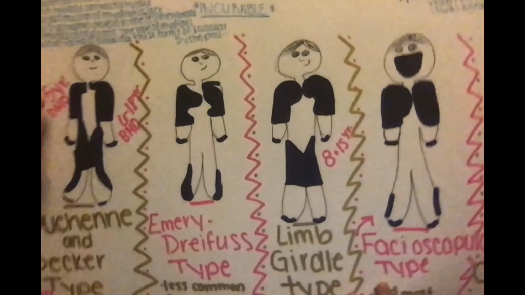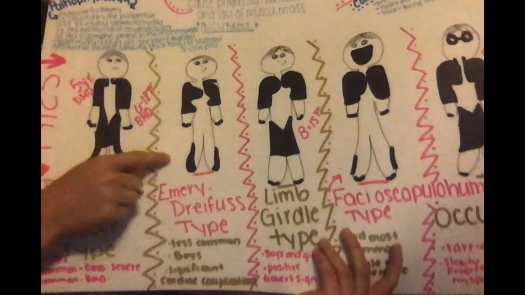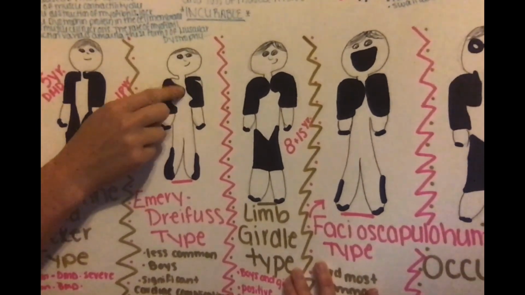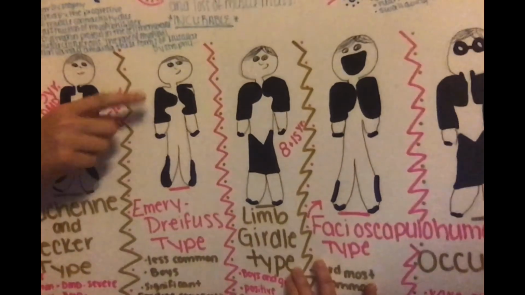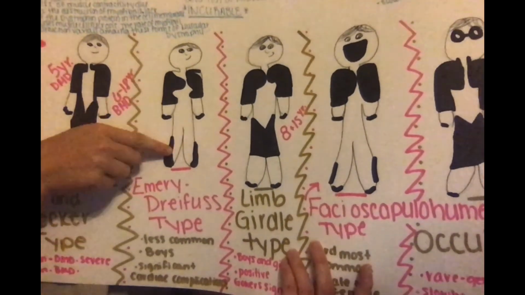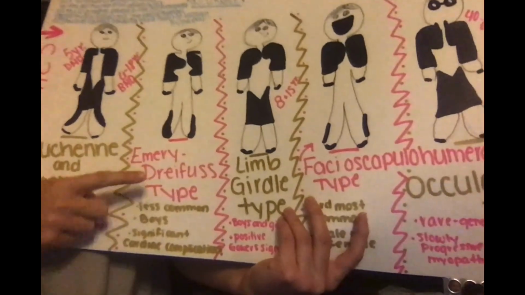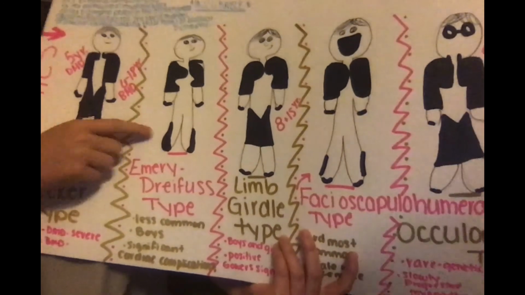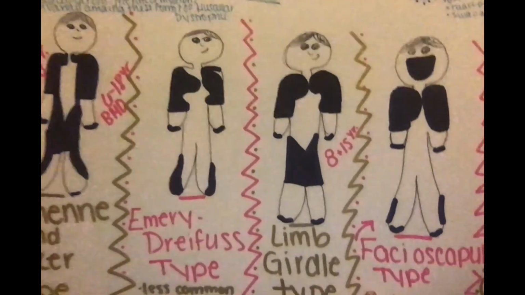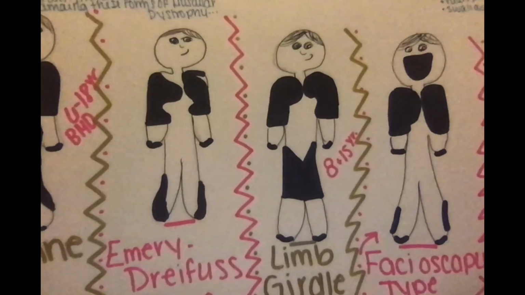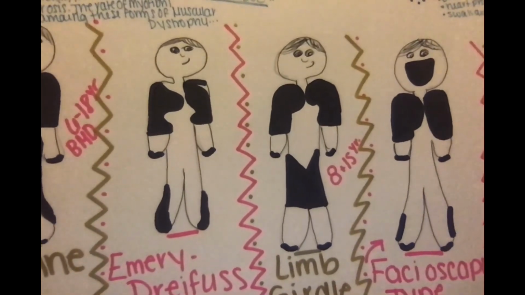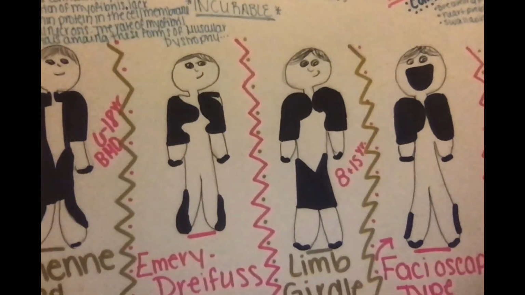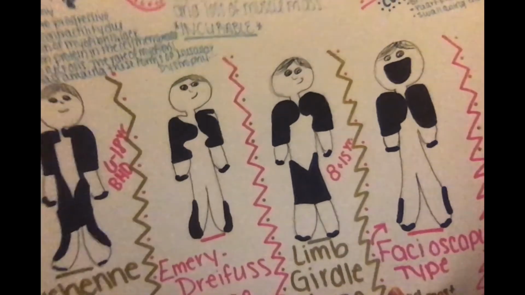And then you move over here to your Emery-Dreifuss type, and again, these black little areas are a little bit uneven here, but it is a less common type. Boys are normally affected, and it has a significant cardiac complication. Muscle contractures appear first in the heels, then go to the quads, elbows, and posterior neck. And then, like I said, it has that cardiac complication.